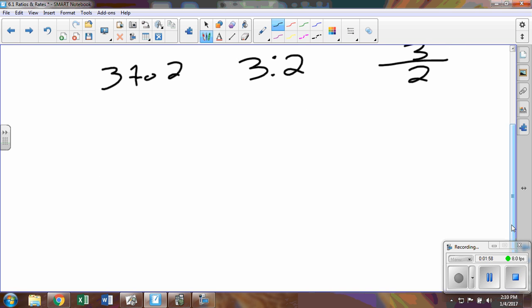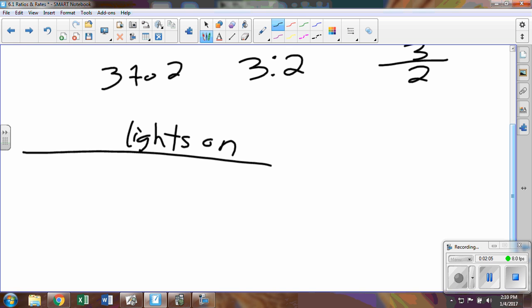And so we'll simply create a comparison of the number turned on, the number turned off. So count them. How many lights are turned on? Okay. Looking up, how many are turned off? There's our rate. It's a ratio because we're comparing numbers, 6 to 3. And it's a rate because we're comparing numbers, 6 lights on to 3 lights off.